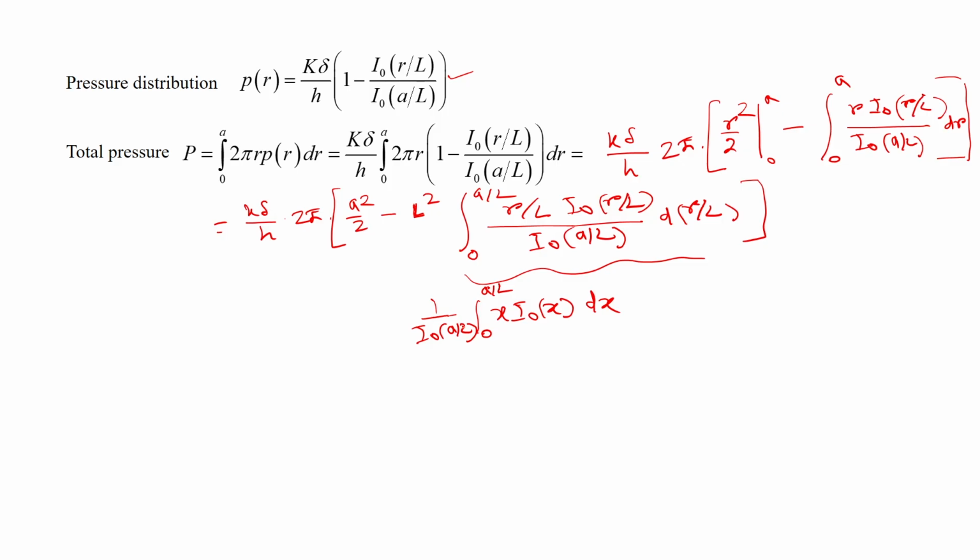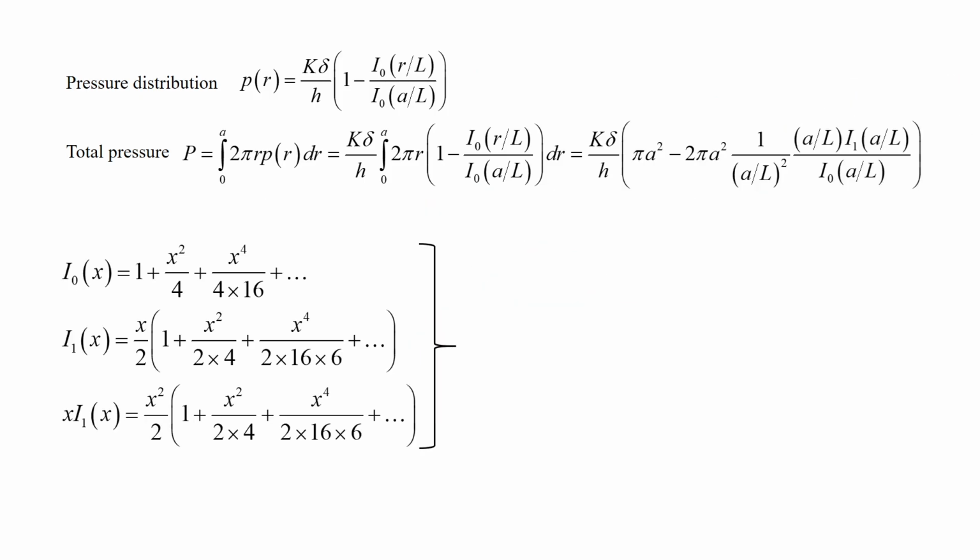Now we need to find out what this integration will be. The 0 is the order of this Bessel function, and the x in the parenthesis is known as the argument of this Bessel function. There are integration tables available that you can have a look at, and they give that the integral of x I0 of x dx comes out to be x into I1 of x, as is written here.